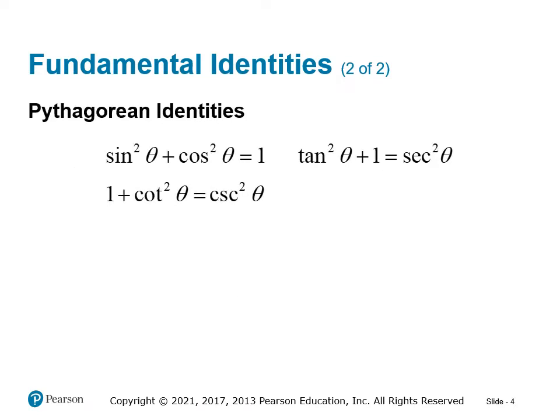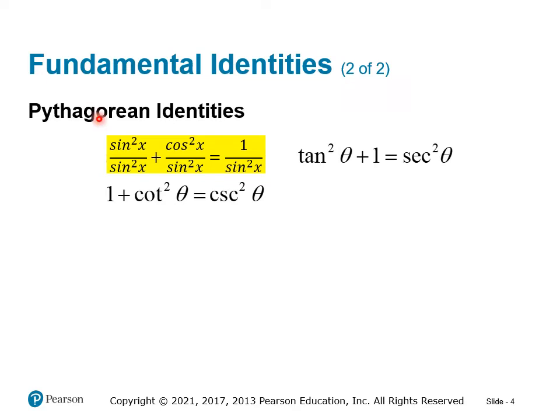We've also seen the Pythagorean identity, specifically the main one, sine squared plus cosine squared equals 1. And then the other two are derivations of this by dividing each term by either sine squared or cosine squared. And we get tangent squared plus 1 equals secant squared, and 1 plus cotangent squared equals cosecant squared. And I just dropped this in here so you can see.